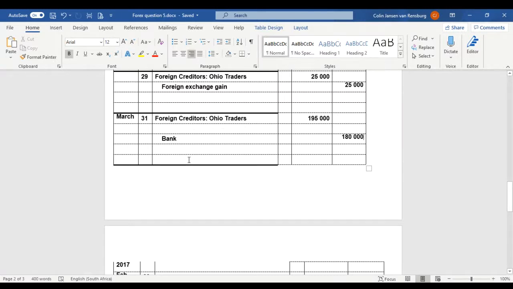A debit or a credit? Our debits add up to 105,000. Our credits add up to 180,000. So it means we need a credit. We need a credit to make it balance. How much? A credit of 15,000 rands, right? We need a credit of 15,000 rands.